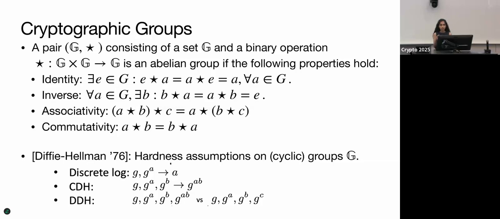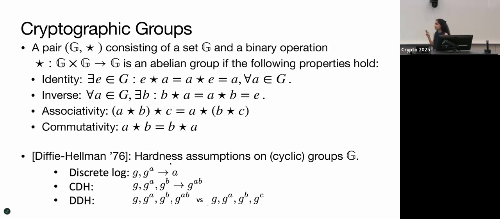Okay, groups have been used in crypto, and there are many hardness assumptions on groups, on cyclic groups. These assumptions are useful to build crypto systems that are secure against classical adversaries. One concrete example is the discrete log assumption, where we're given a group element g and g^a, and the task is to find a. No computationally bounded adversary should be able to find a, and this hard problem is the base of many classical crypto systems.